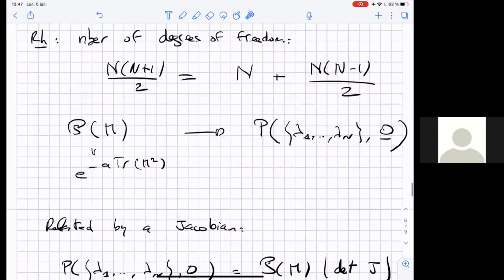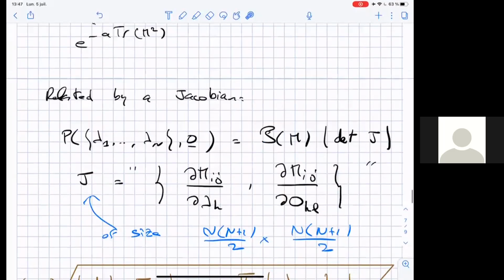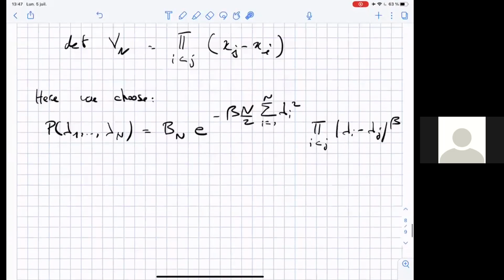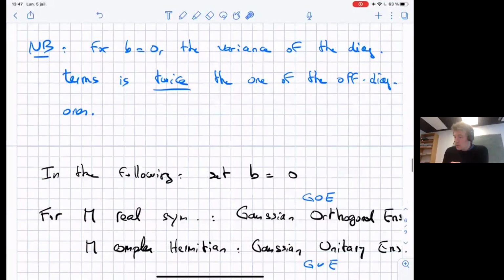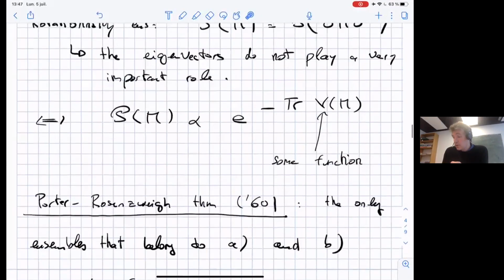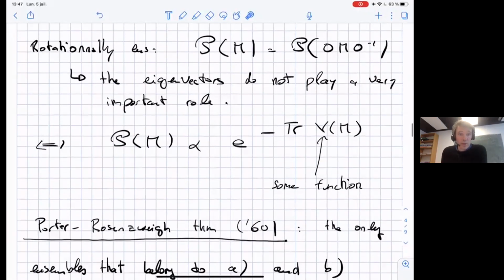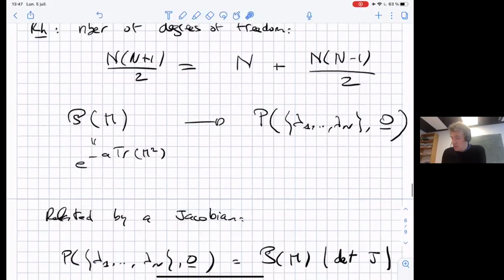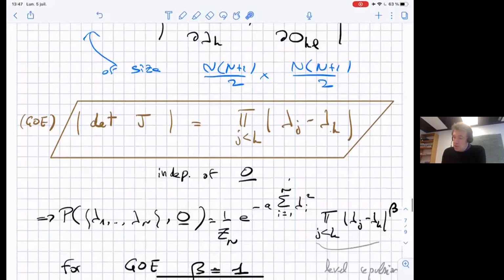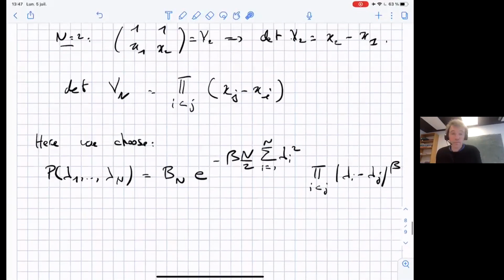If I could add to it, I think this is a consequence of the rotational invariance of the ensemble, because when you can rotate it arbitrarily, then the eigenvectors change, but the distribution doesn't change. Yeah, exactly. That's what I was saying, that it's hidden in the way things are constructed. But I agree that this is not completely obvious. And in fact, the computation is not obvious at all, when you really do the computation of this determinant of the Jacobian. Well, it's not clear, but okay, this is true.